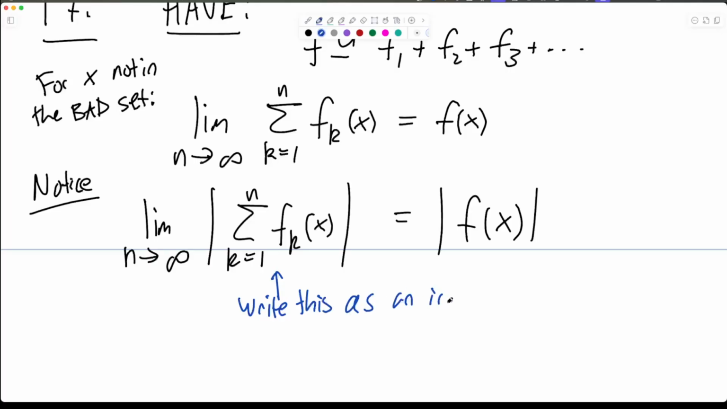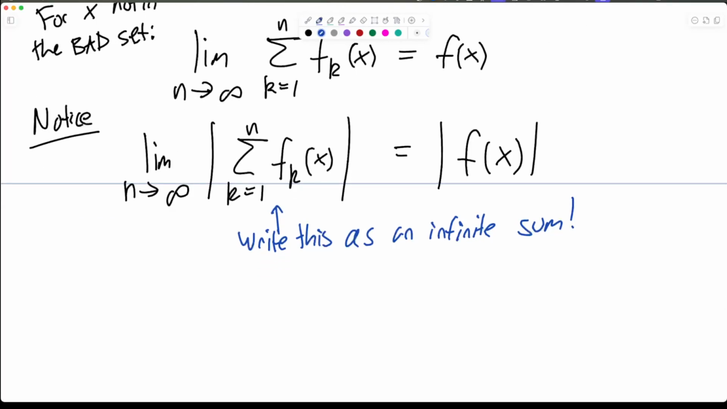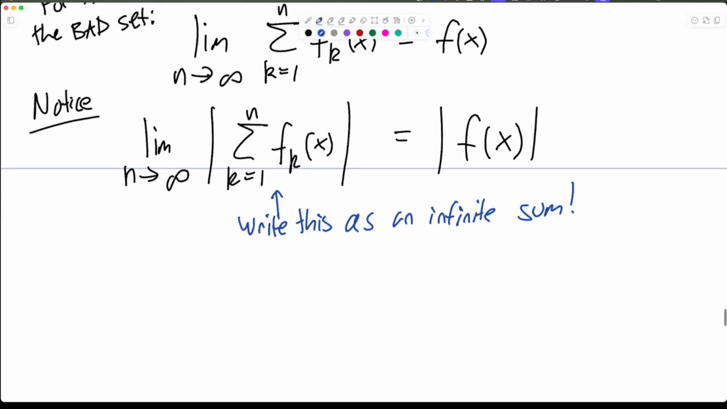Write this as an infinite sum. Okay? And the way you write something, if you have a sequence of things and you want to write it as a sum, you just subtract them from each other, and that will make the sum. I think we did this trick at one point in the course. So let's call this thing Sn of x. This little colon equals means whatever is over here, that's the definition of Sn. So Sn of x equals this absolute value.